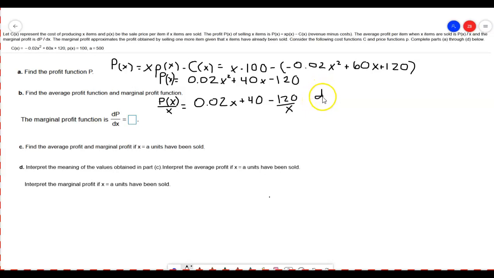The marginal profit function is just going to be the derivative of the profit function with respect to x. So we use the power rule there, bring the 2 out front. Multiply 0.02 by 2, you're going to get 0.04x. 40x just becomes a plus 40. And then this right here is just going to drop right off.